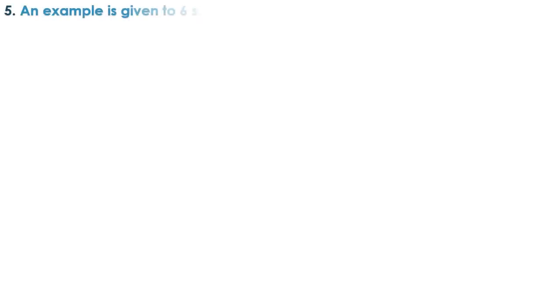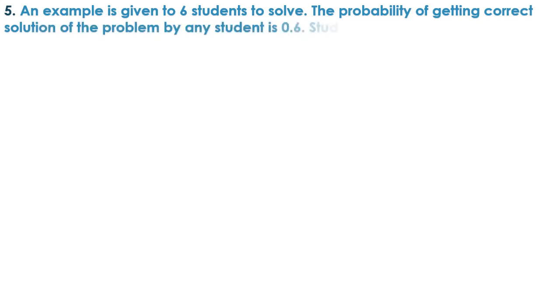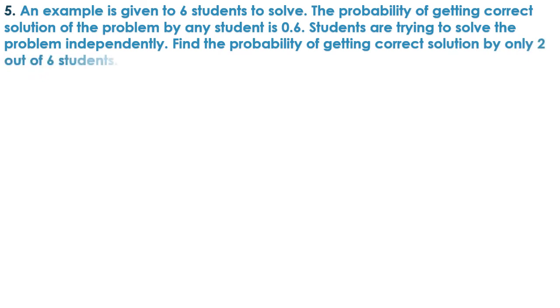Fifth question. An example is given to 6 students to solve. The probability of getting the correct solution of the problem by any student, that means it doesn't matter who gets the correct answer, the probability is the same for all the students, that is 0.6. Students are trying to solve the problem independently, that means no one depends on each other. Find the probability of getting the correct solution by only 2 out of 6 students. A pretty simplistic question. We only have to get the solution right by 2 students, not less than 2, not more than 2, not at least 2, not at most 2, just 2 students.